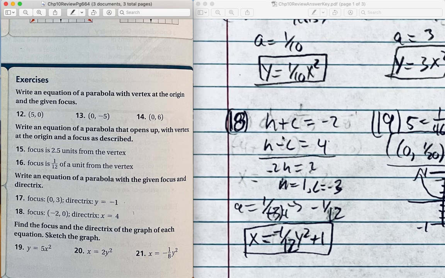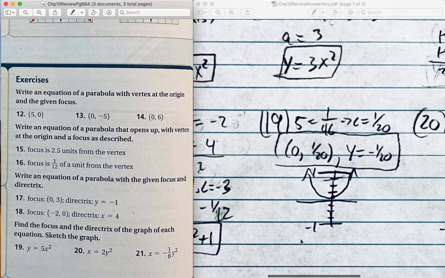We cancel out the c's, and we get that h is equal to 1, which is our plus 1. And we get our c is equal to negative 3 when we plug it in. So we plug in negative c here, and we get negative 1/12. So our equation is x equals negative 1/12 y squared plus 1.